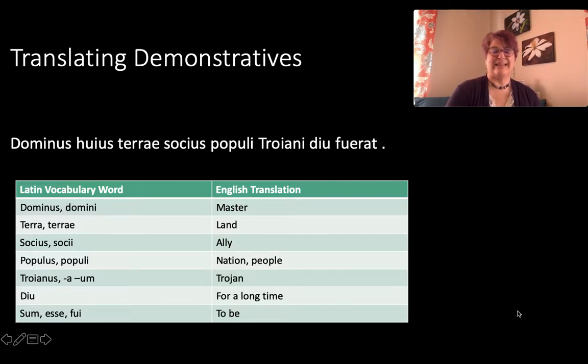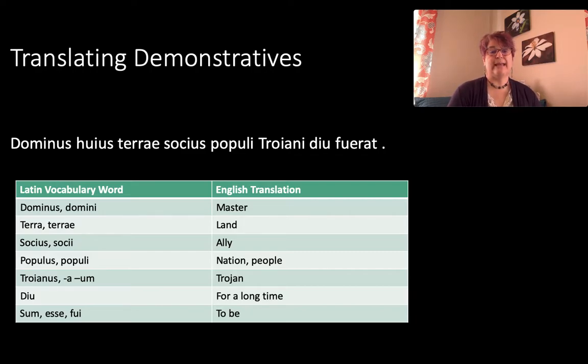Welcome back to this last part of our lesson on the demonstratives. In this section, we'll be talking about how to translate demonstratives when they are in sentences. All of these sentences come from the translation assignment, the Traveling Tales, which you have at the end of this module.